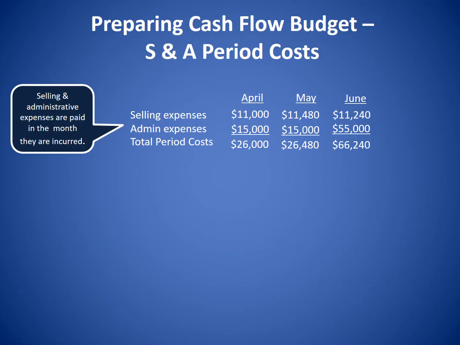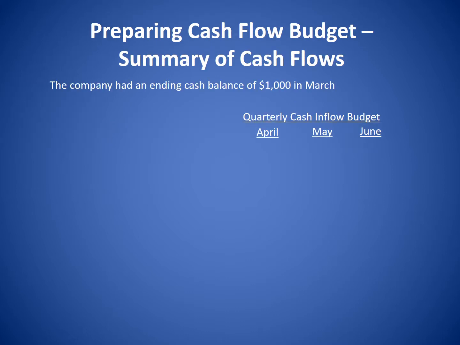Okay, with that, let's go on to the final schedules. And this is preparing our cash flow budget for selling and administrative expenses. Selling and administrative expenses are paid in the month that they're incurred. So we have here again for April, May, and June our selling expenses and our administrative expenses. So our total period costs are calculated for April, May, and June. Now, in terms of preparing our cash flow budget, the company had an ending cash balance of $1,000 in March.